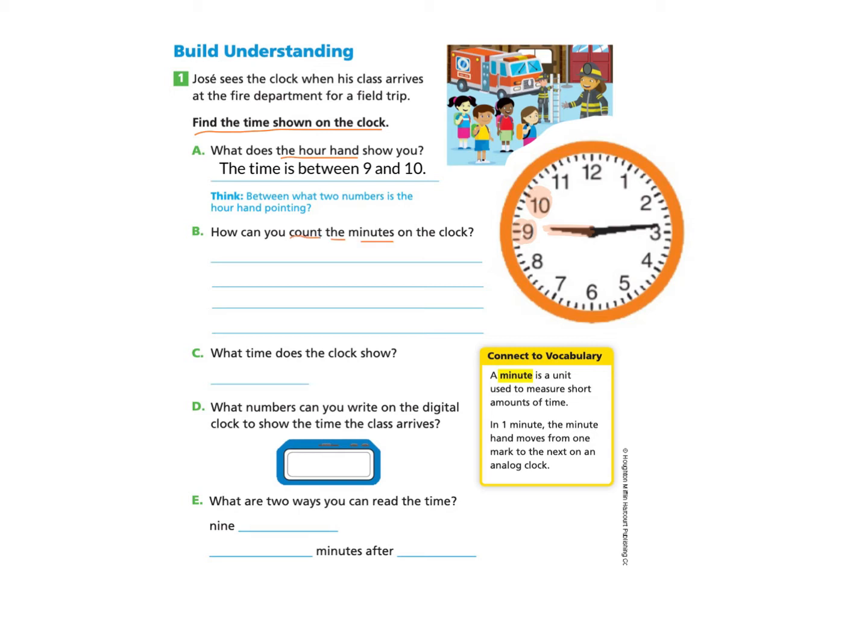How can you count the minutes on the clock? Taking a look at the word minute, we connect to our vocabulary. A minute is a unit used to measure short amounts of time. In 1 minute, the minute hand moves from 1 minute mark to the next on an analog clock. And this is an analog clock that we're looking at right here. And so it's moving 1 minute to the next.